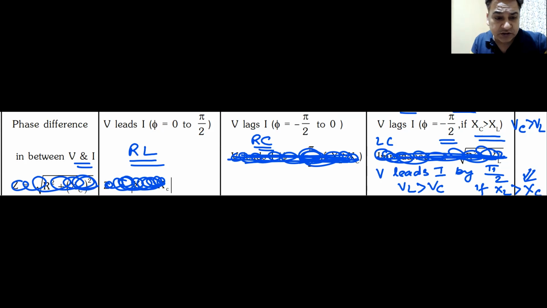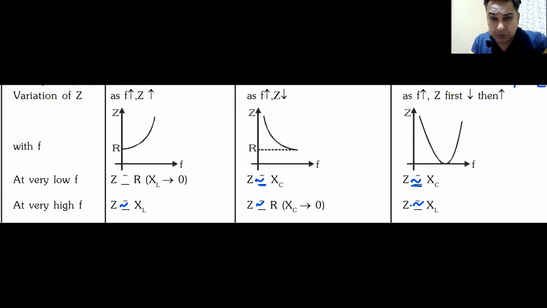I hope you have noted this down. I have given you enough time. The most important thing: graphs. Variation of Z, where Z means impedance. When frequency increases, Z increases, and this is how the graph is.